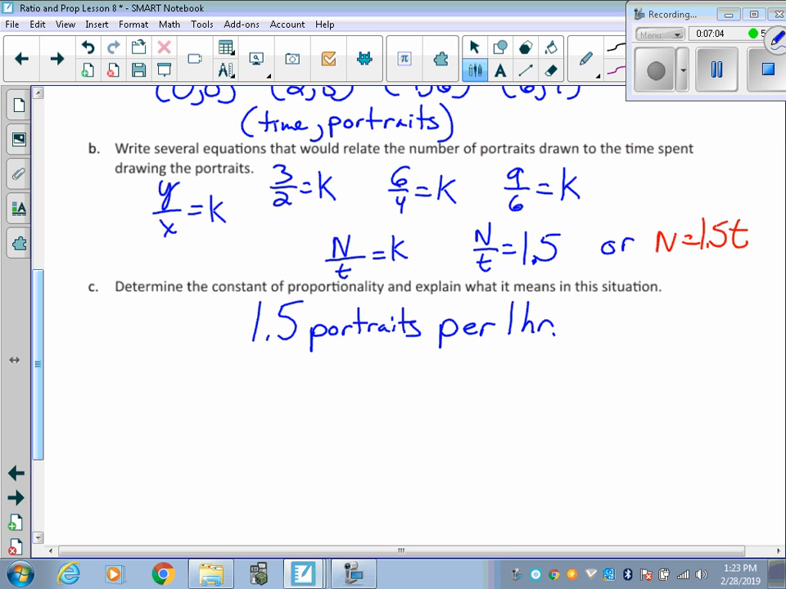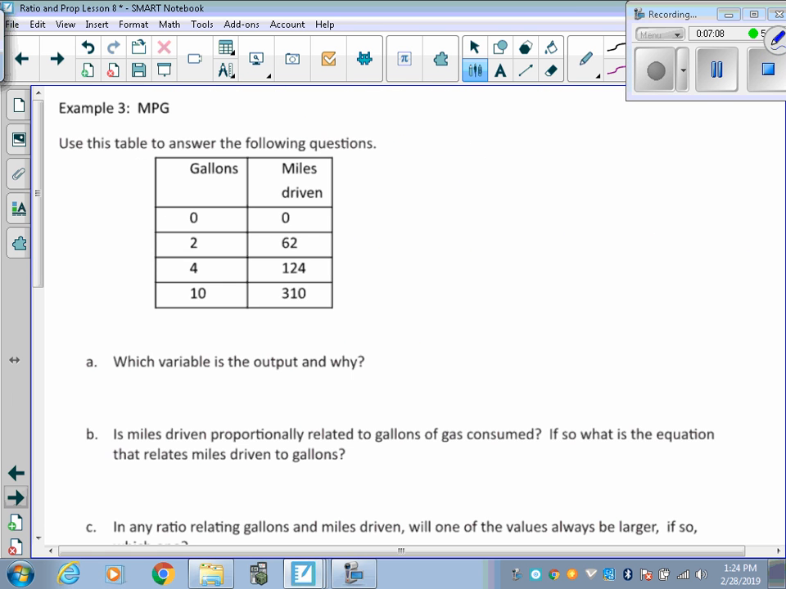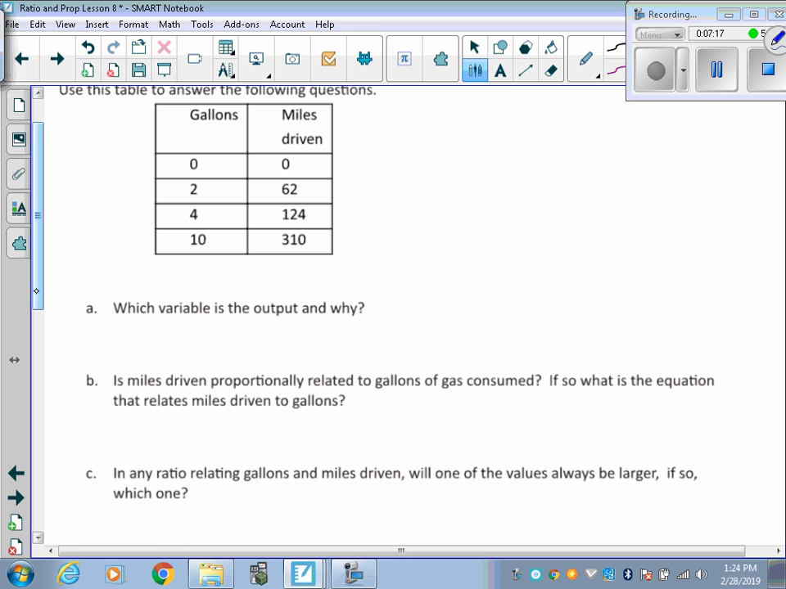So again, there's that unit rate, constant of proportionality. For example 3, we're given this chart up above here. Which variable is the output? So we have gallons and we have miles driven. The output is always the one on the right-hand side. It is your variable of y, which in this case is miles driven.